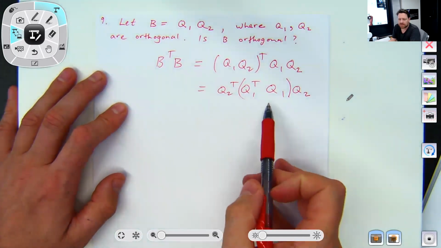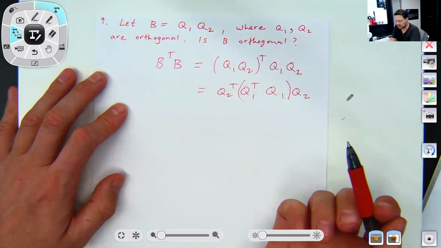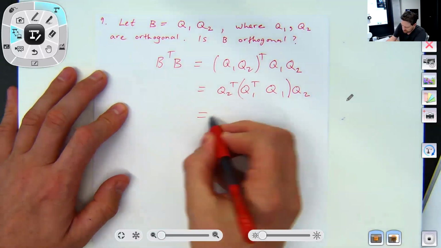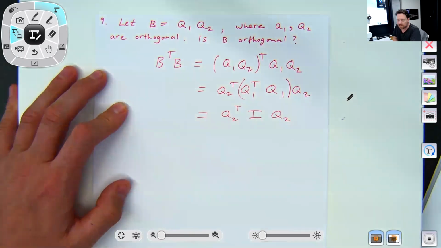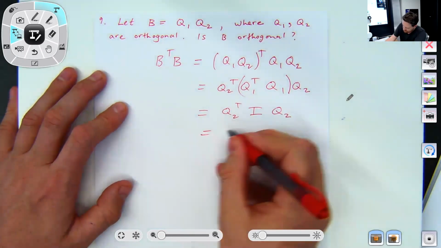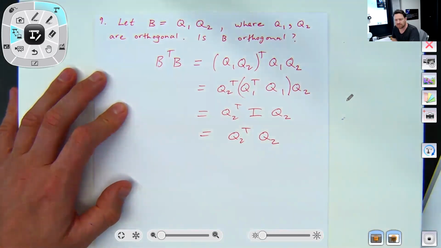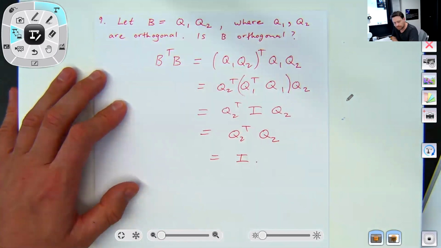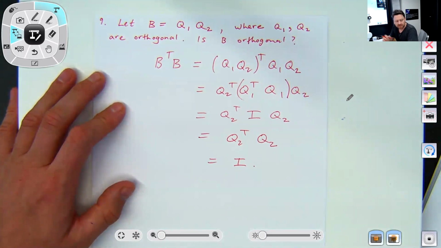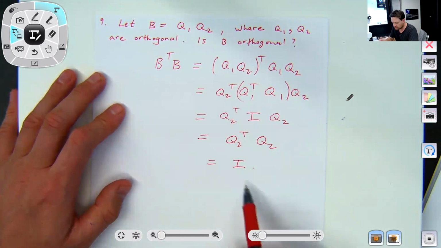And we're just noting here that Q1 transpose times Q1 is equal to the identity because Q1 is orthogonal, right? And so this is Q2 transpose identity times Q2, all right? And we already see the answer here, Q2 transpose times Q2, because I times Q2 is Q2. And then since Q2 is orthogonal, this is just the identity. Okay, and I don't even know what the size of this matrix is. It doesn't matter, right? So I don't know what subscript to put there.